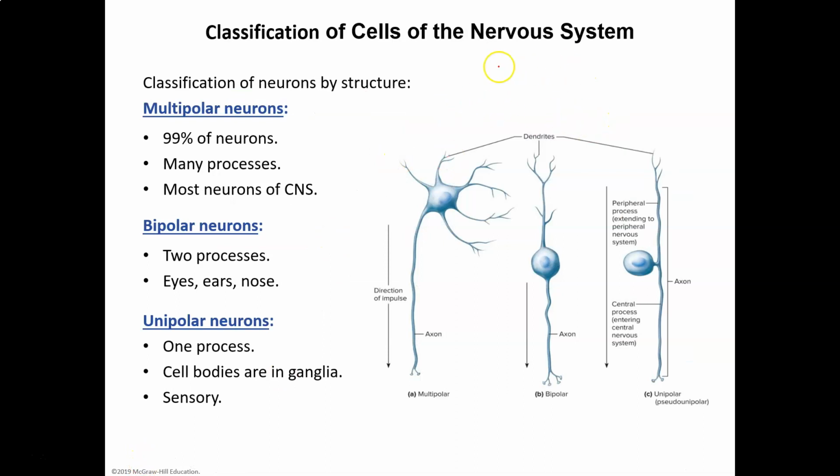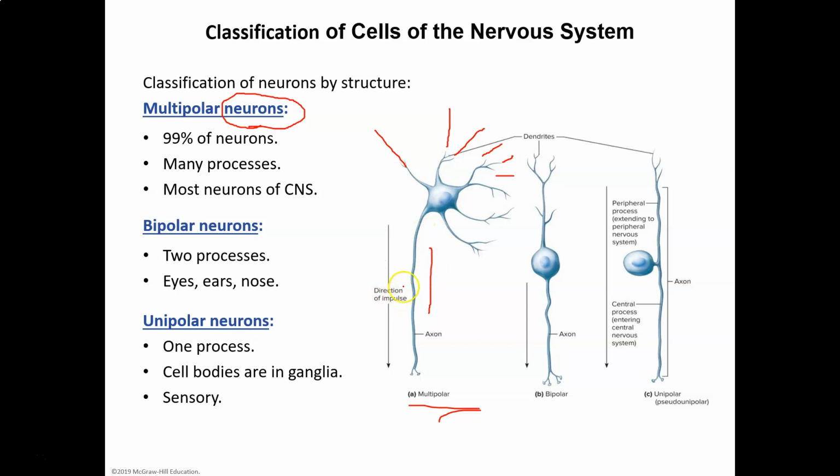Now, we have to classify nerve cells. This is how we classify neurons, okay? Not neuroglia. These are neurons. Neurons come in various shapes and sizes, all right? This one is called a multipolar. Multipolar refers to there's a dendrite and a dendrite and a dendrite, lots of dendrites. We call these poles, okay? So that's multipolar. Multipolar means lots of dendrites and then one axon.